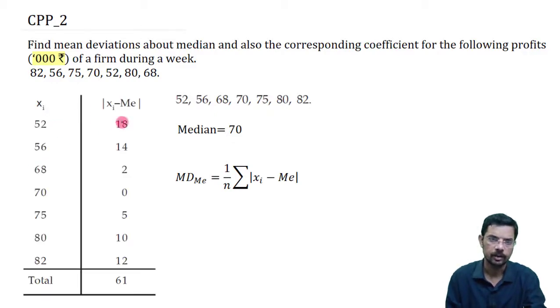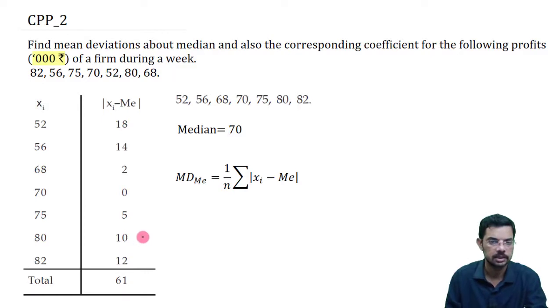52 minus 70 absolute value is 18, 56 minus 70 and then positive is equal to 14, and 68 minus 70 is equal to minus 2, which gives you positive 2 here. 70 minus 70 is 0, 75 minus 70 is 5, 80 minus 70 is 10, and 82 minus 70 is 12. When you add all these observations, you get 61.